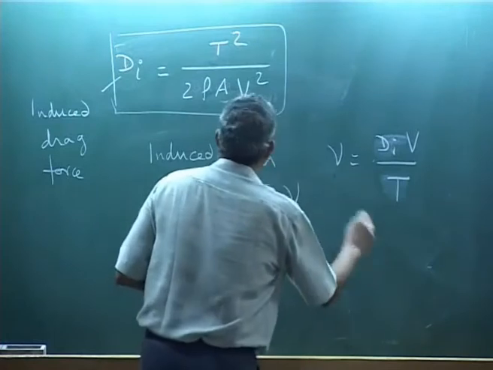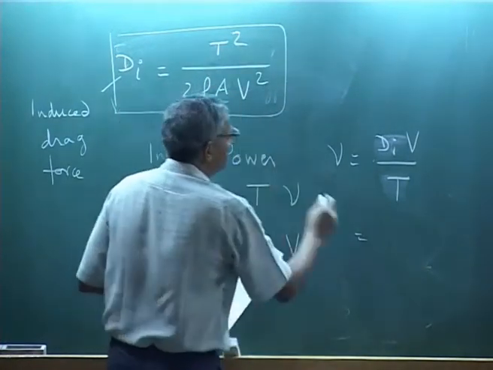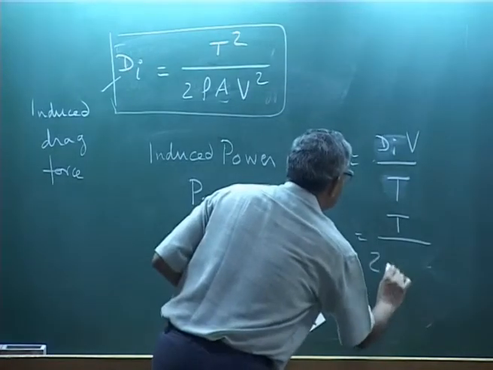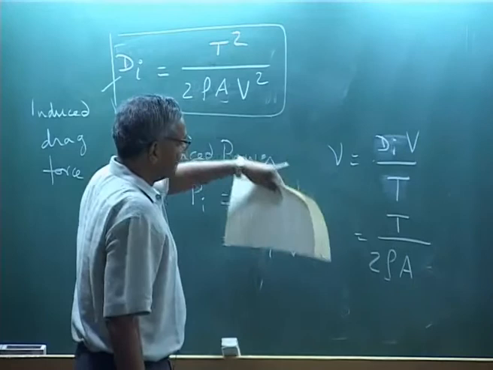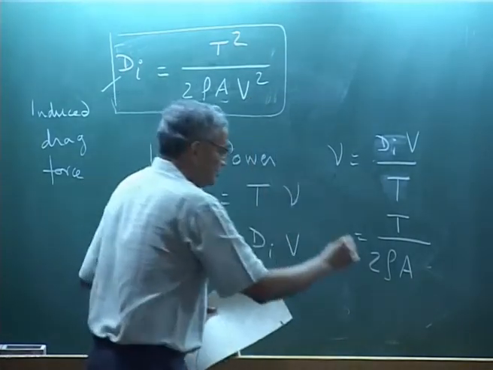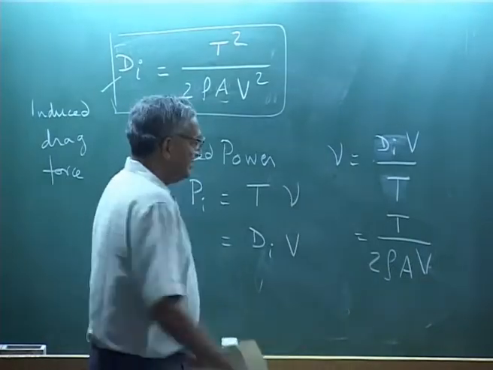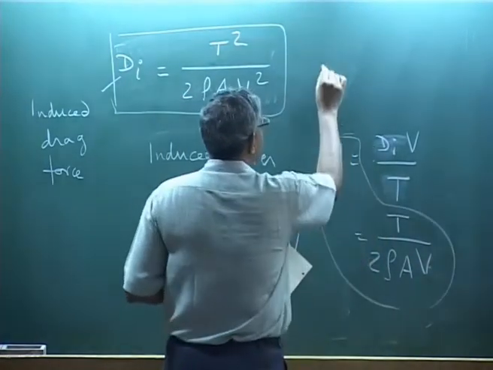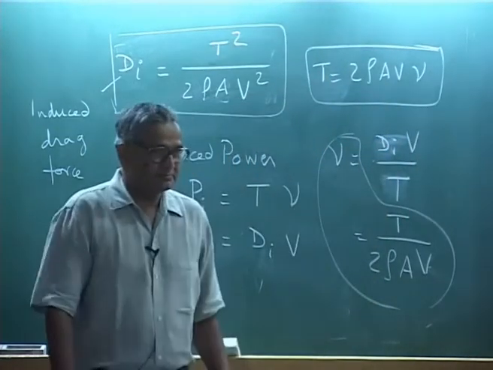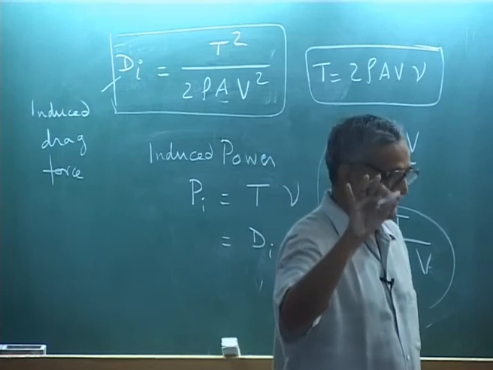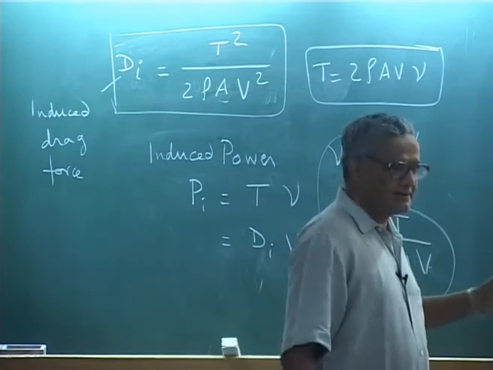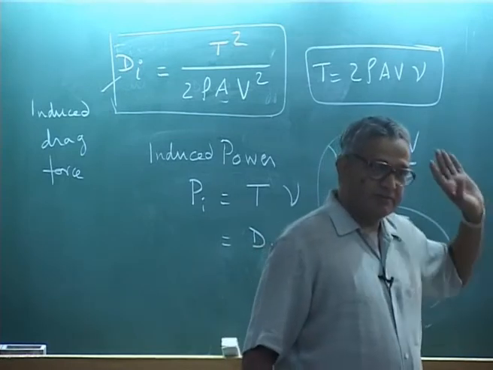You can substitute here, DI over T will become T over 2 rho A, and this V will cancel with one of the V. So, in other words, thrust is, at high speed. You follow? This is nice jugglery.